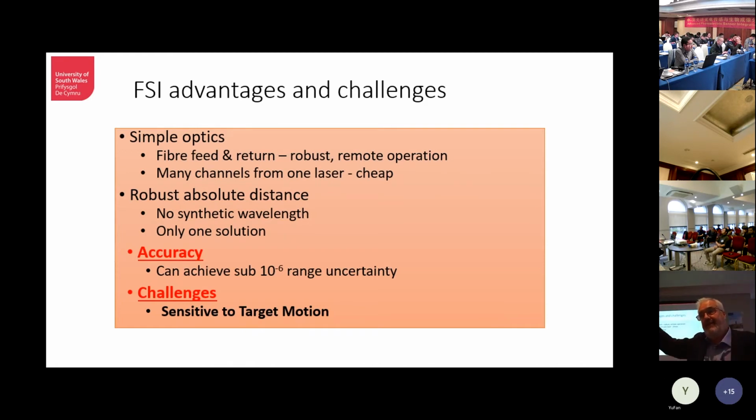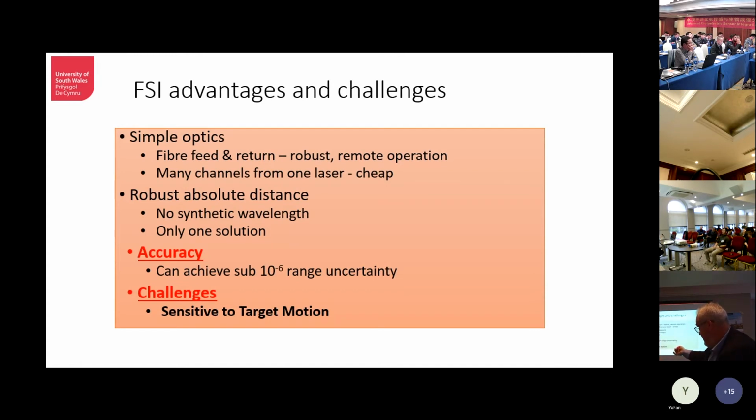With standard fringe counting, once you beam break, if you cut the beam off, you don't know where you are. Whereas with this, because it measures the actual optical path difference, not just counting the number of fringes from a given point, if you beam break it, you can still work out exactly where you are from the waist down.